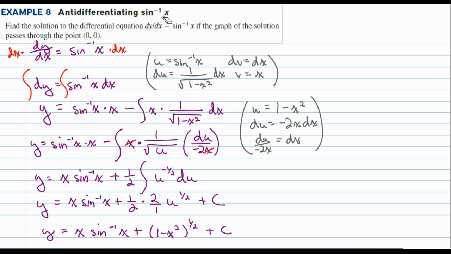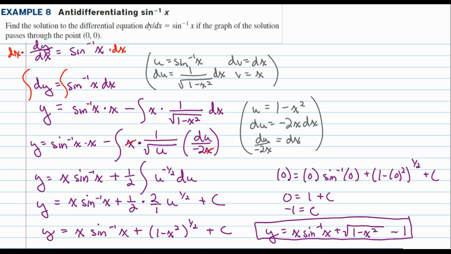Now, this problem also gave us a point to work with, so we can solve for c. I'm going to plug 0 in for x and 0 in for y and solve, and I get c equals negative 1. So the particular solution to this derivative is y equals x times the inverse sine of x, that was from integration by parts, plus the square root of 1 minus x squared, that was from u substitution, and then minus 1, the c value.